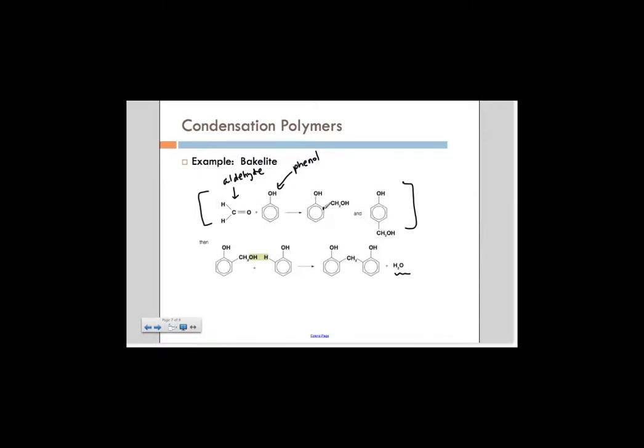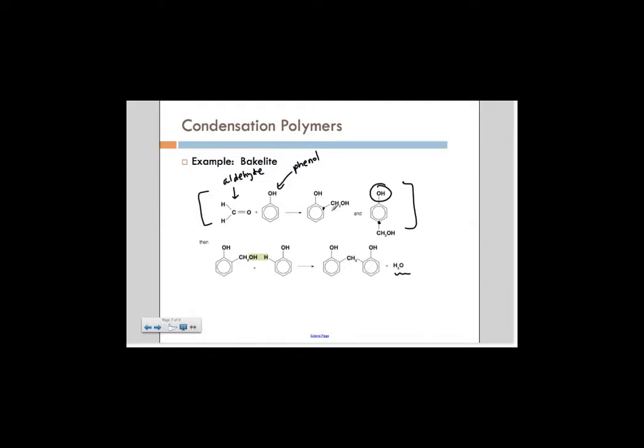And it can be substituted in what's called the second position or the fourth position. Those numbers are related to how far away it is from this alcohol group. Once you form this primary alcohol substituent on the benzene ring, it can then react with the hydrogen that's adjacent to that phenol group on the benzene ring. And so you eliminate water and you end up linking two benzene rings together.